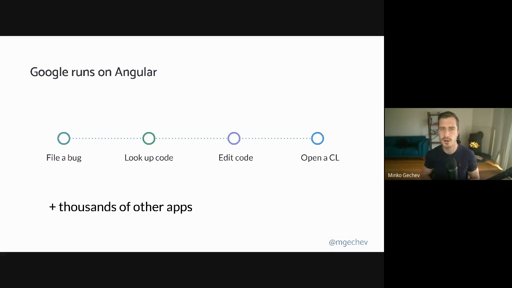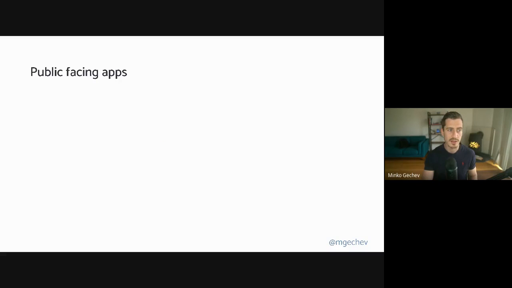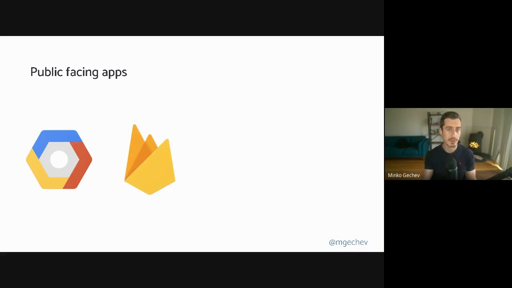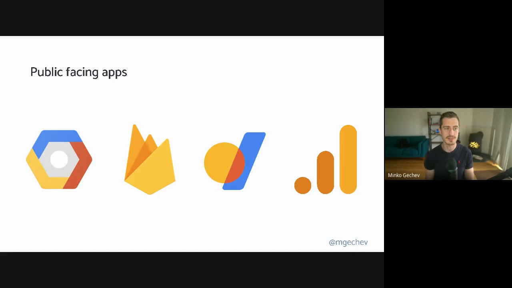In general, I believe there are over 2,800 applications, and they vary from small internal apps, for example, cafeteria applications, to some mission-critical apps, and also some quite massive public-facing applications, such as Google Cloud Console. This is one of the biggest Angular applications that I'm aware of. It has at least a couple of millions of lines of code within it. Another example is Firebase Console, which is pretty massive as well. We also have Google Domains, Google Analytics, and many others.